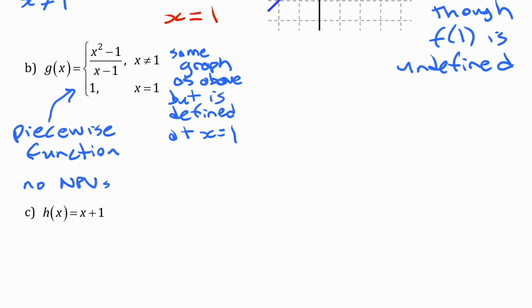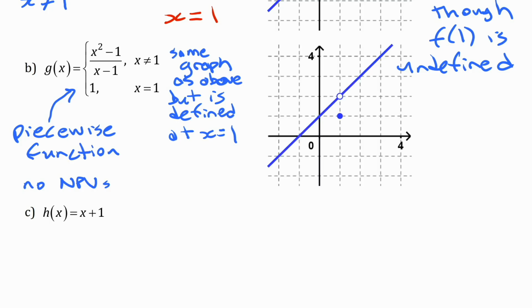And then the second part is going to be just a single point that it's defined at. And so what the graph is going to look like is the same graph as above, that line with the hole in it, but with the second piece, when x is 1, you have that dot that is separate. But even though the function value at 1 is 1, as x gets close to 1 from either side, the values get closer and closer to 2. It doesn't matter that the function value is different there.